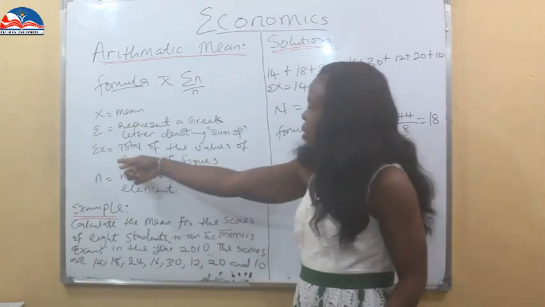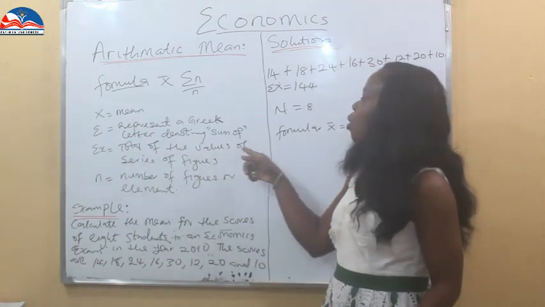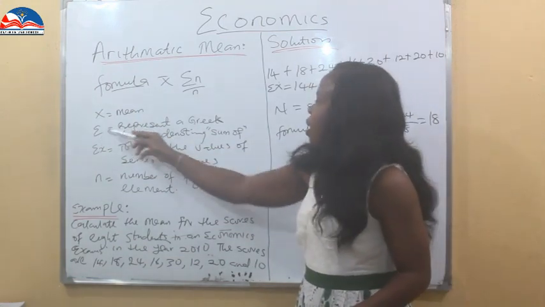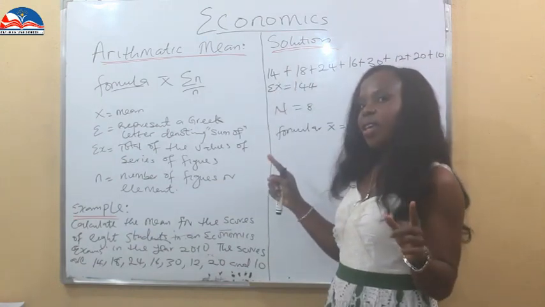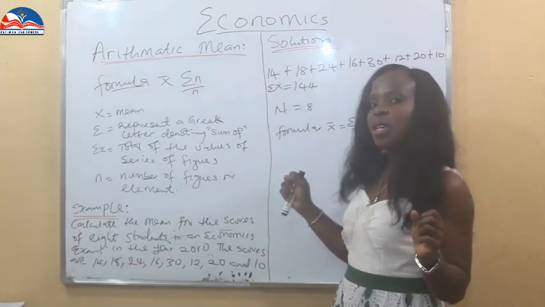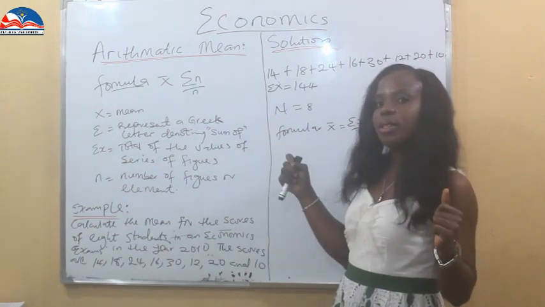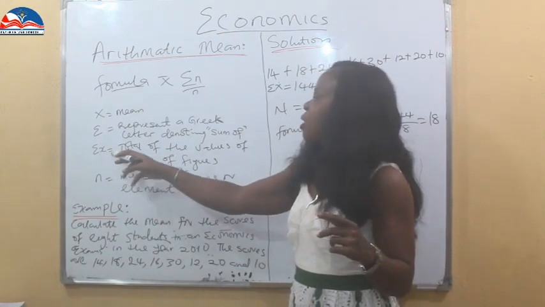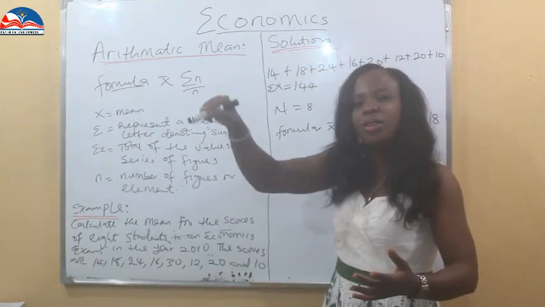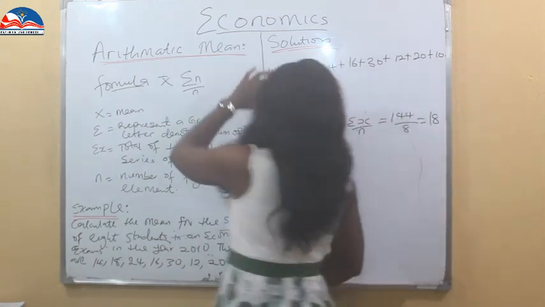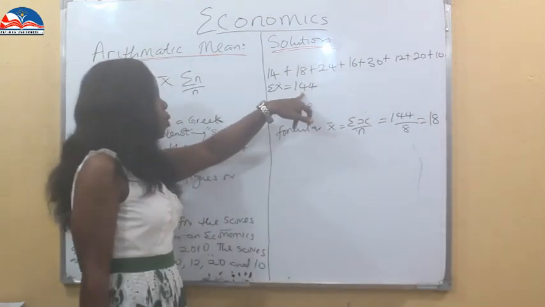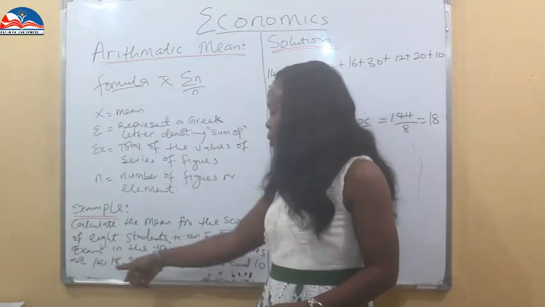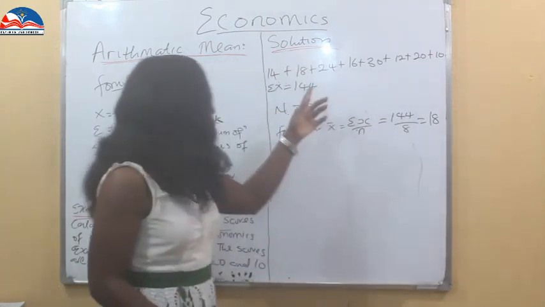And remember, we told you that sigma x here is the total of the values of the series of figures. So the sigma here denotes a Greek letter used in summing. It denotes summation. This sigma x is the summation of the total of the numbers in the series. So we've come here to total it, and it's giving us 144. Remember, we said n is the number of figures or elements, which we have calculated to be 8 students, which is 8.